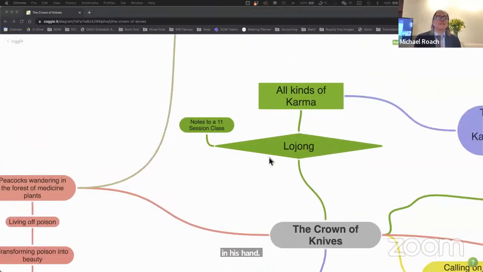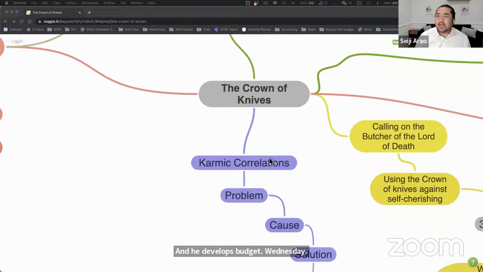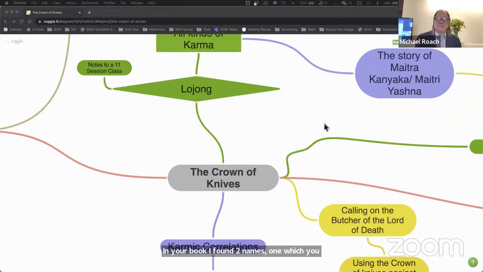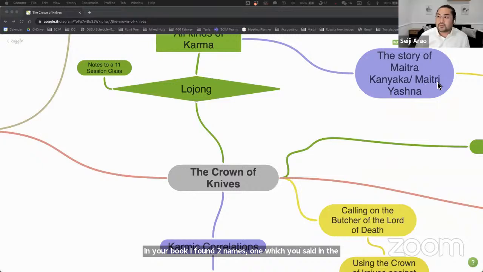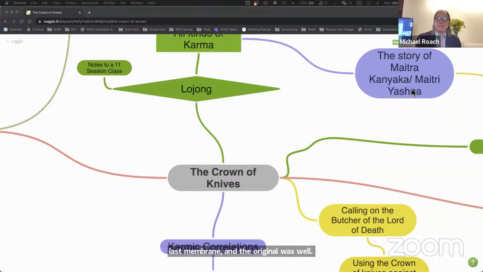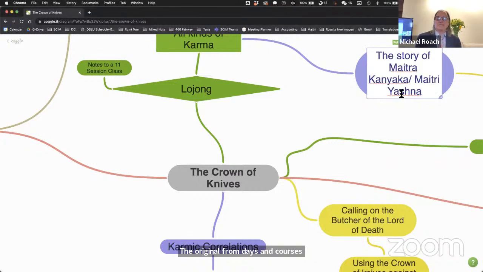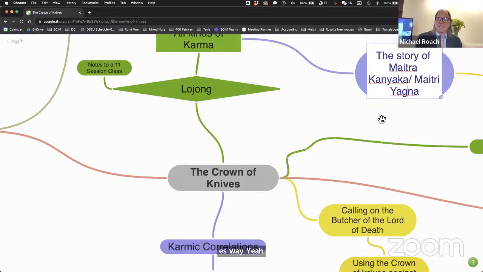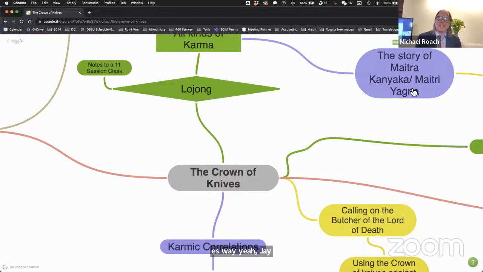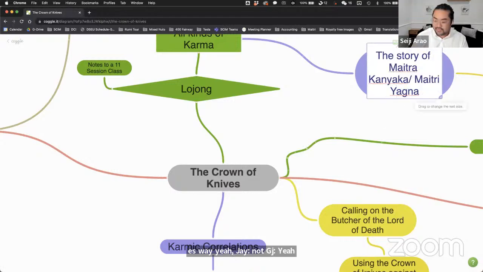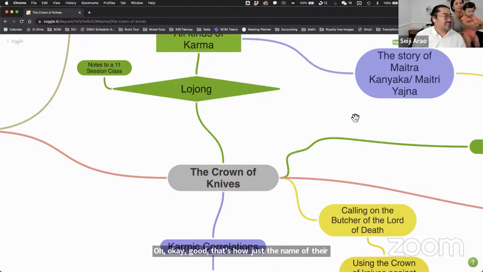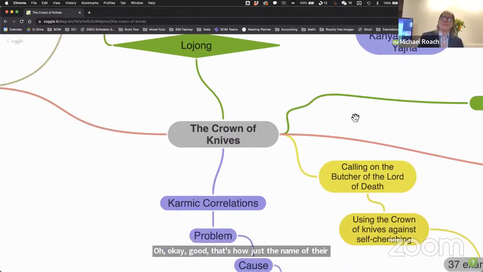What's that hero's name in your book? I found two names. One was Maitreya Kanyaka, which you said in the last Lam Rim. And the original, from the ACI courses, was Maitreya Yashna. Yeah, it should be Yajna, with a J, not a G. Oh, J. Okay, good. That's how Seiji chose the name of their son, who's right here, the other Maitreya.